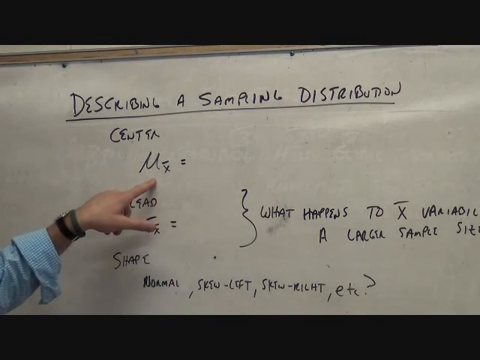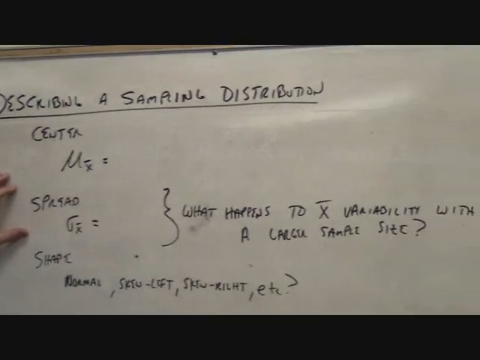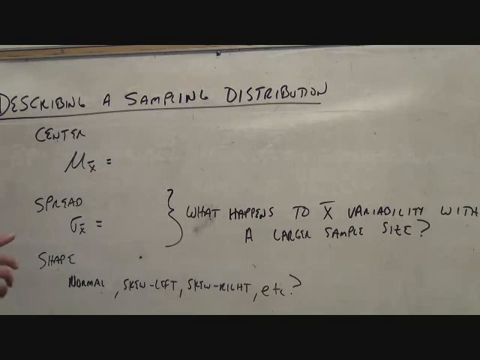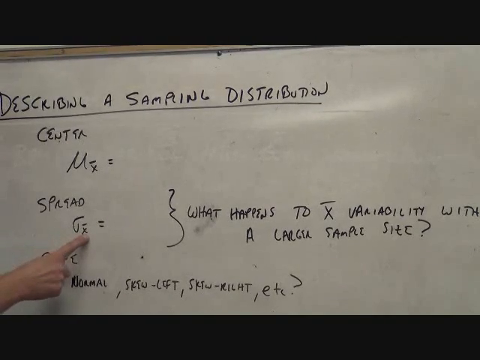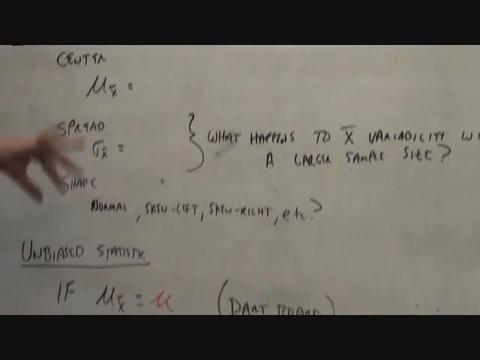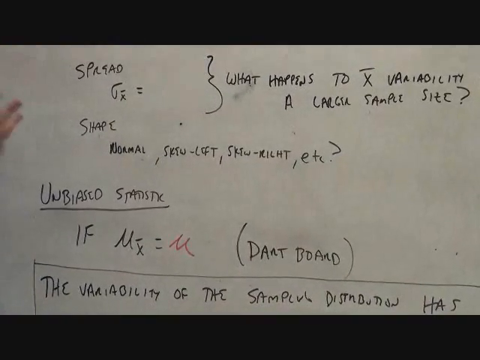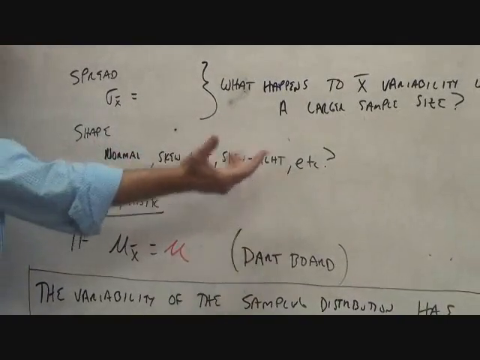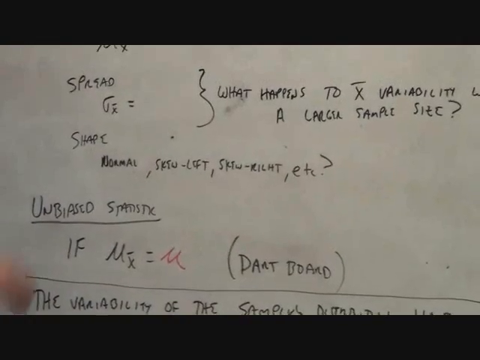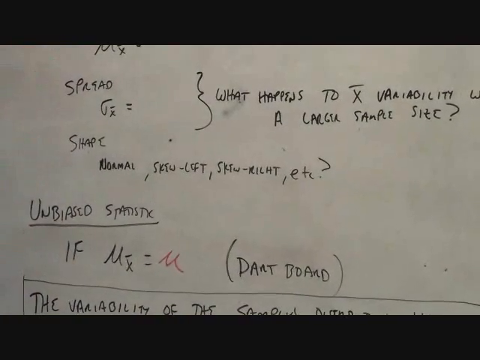In terms of the spread, what we're going to be trying to analyze is how spread out all the X bars are. So all these different X bars, I want to find out the standard deviation of all of those X bars. And then finally, I want to know the shape of all those X bars. Is it normal? Is it skewed left, skewed right? All those other things. So when I say describe the sampling distribution, these are the three things that we're going to analyze.